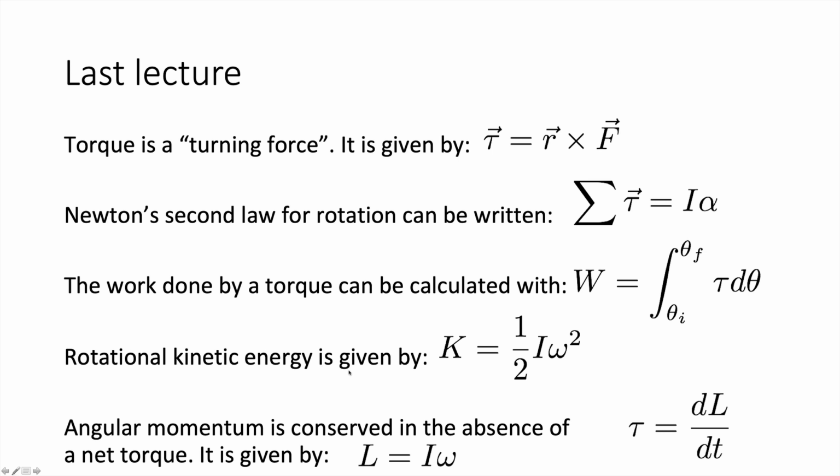We saw that rotational kinetic energy is given by K is equal to half I omega squared, and that angular momentum is conserved in the absence of a net torque, and it's given by L is equal to I omega. So we can also write torque is equal to dL/dt, just as we can write for the translational case that the force is equal to dp/dt.